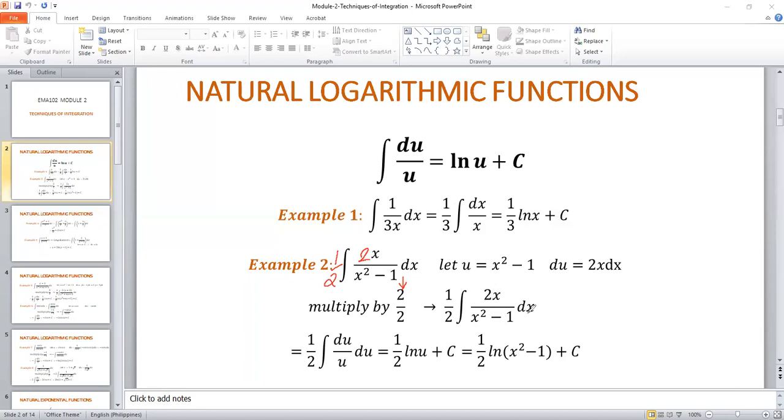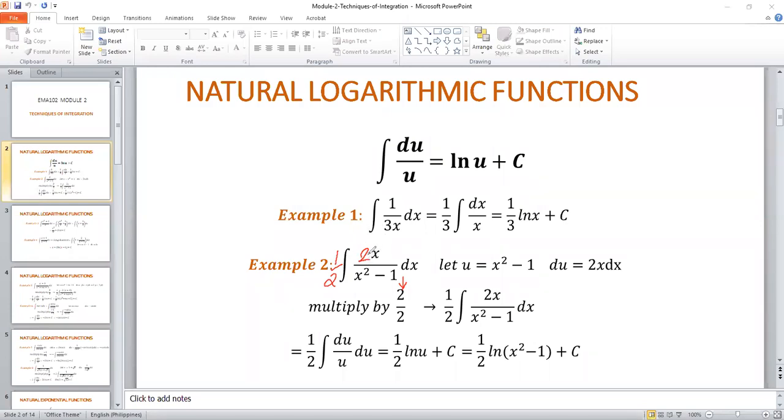So your answer is 1/2 ln of u. And what is that u? That's x squared minus 1. You just completed the derivative in the numerator for your u in the denominator by multiplying it with a constant.